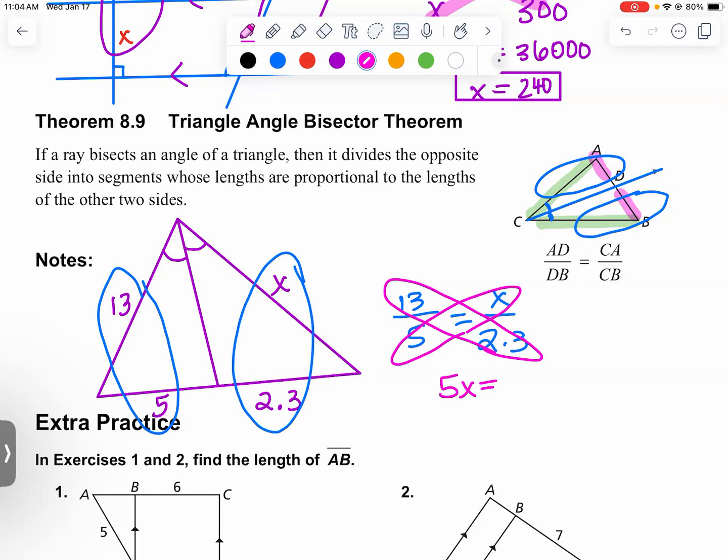What do you think about this? 29.9. So what's x? X is like 5.99 or something. 5.98? Yeah. Okay.